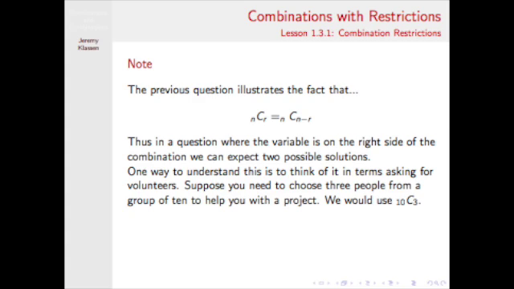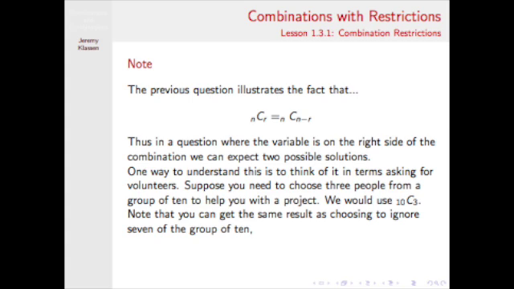To help understand why the math works this way, it might help to think of this in a different context. Think of it in terms of asking for volunteers. Suppose you need to choose 3 people from a group of 10 to help you with some projects. You would probably use 10 choose 3 because order isn't necessarily important. However, you can get the exact same result by choosing to ignore 7 of the 10 as opposed to choosing to take 3 of the 10. However you look at it, 10 choose 3 is equivalent to 10 choose 7.